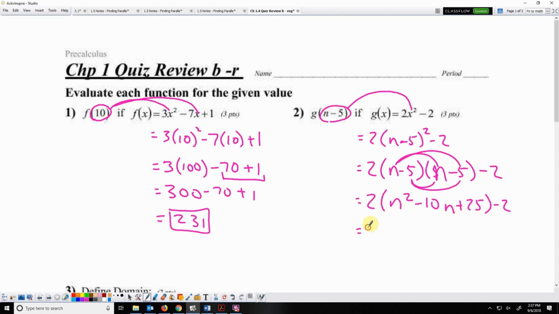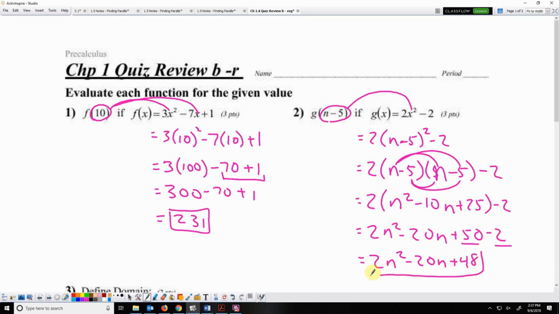Now we'll distribute that 2 too. So it's 2n squared minus 20n plus 50 minus 2. And then I've got some like terms. So 2n squared minus 20n plus 48.